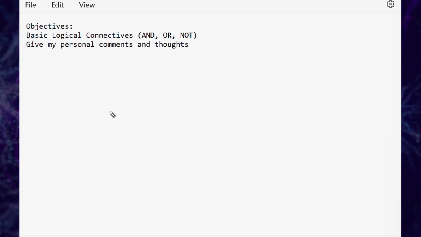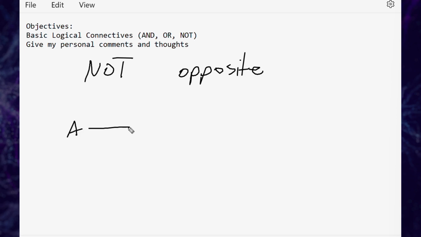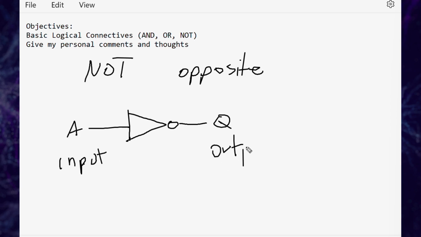Let's continue. Now for the NOT. NOT is just like the opposite. For example, A, and then with a triangle, and then Q. This is your input again, and this is your output. Since you have only one input, you only have two conditions, input and output Q.